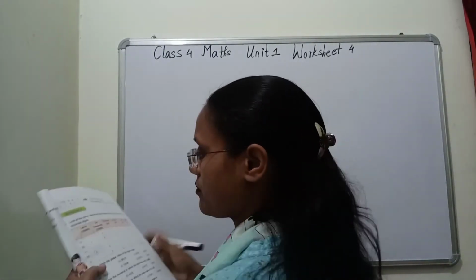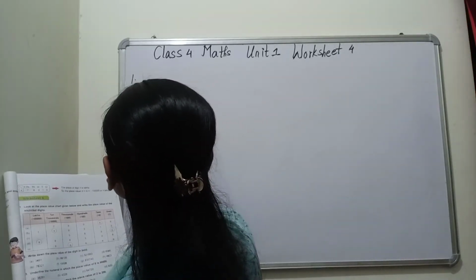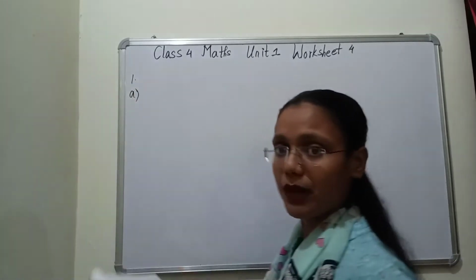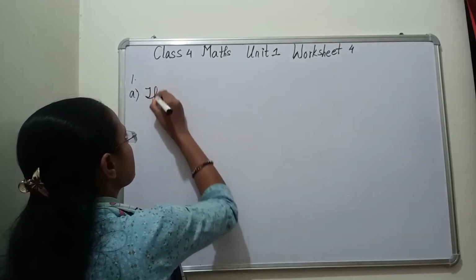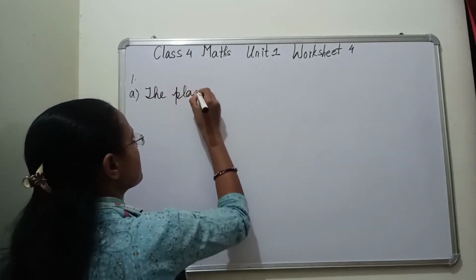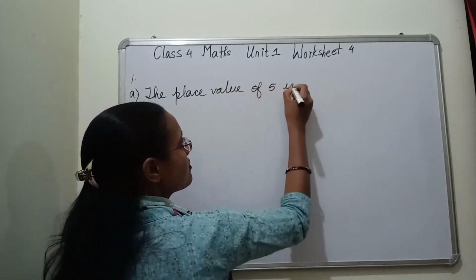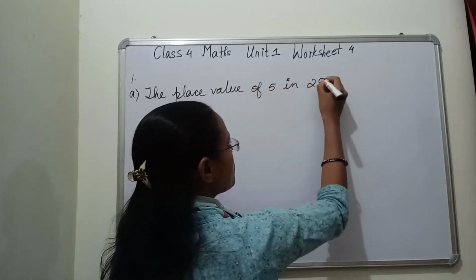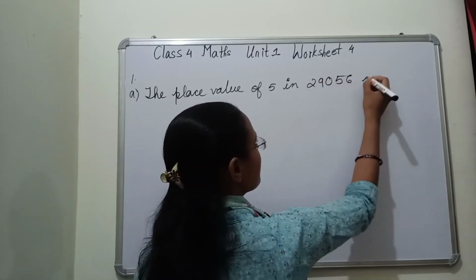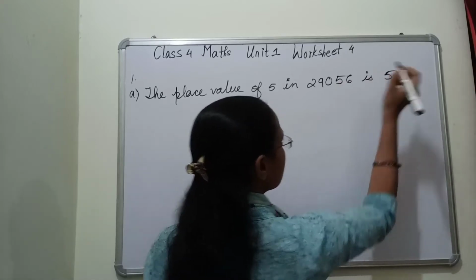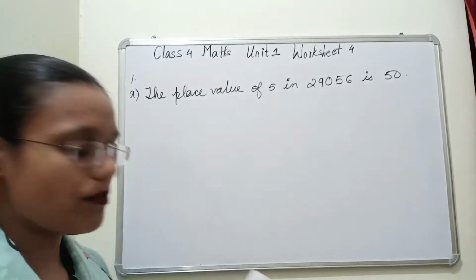A. Question 1. The place value of 5 in 29,056 is 50. Is what? Is 50. Now let us see second one. B number में क्या है?